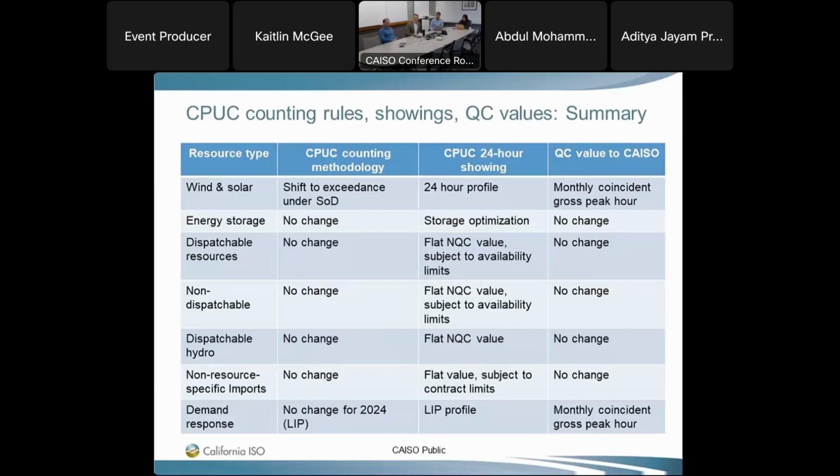To clarify and answer Perry's question, we'll be using the exceedance values for solar and wind, but the one value that will be the NQC value that's sent to CAISO is the hour of the day for that month where the load forecast peak is. Thanks, Simone.